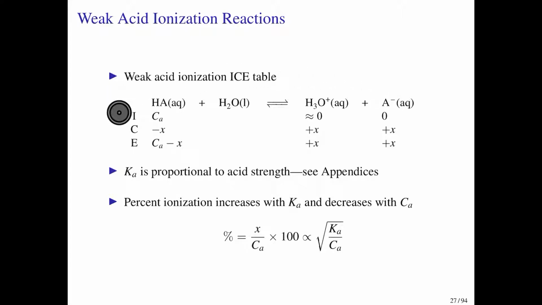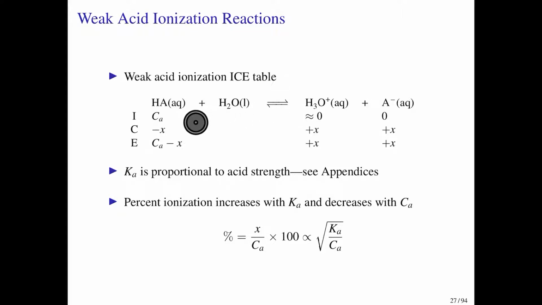I've set up an ice table for the problem, so we've got the initial concentration of the acid, the change in the concentration, and the equilibrium concentrations. So the initial concentration of the acid is some value Ca. The initial concentration of hydronium is approximately 0. It's actually 10 to the minus 7 at 25 degrees Celsius, but we can neglect that in this problem. And the initial concentration of the conjugate base we'll assume to be 0 for our purposes here.